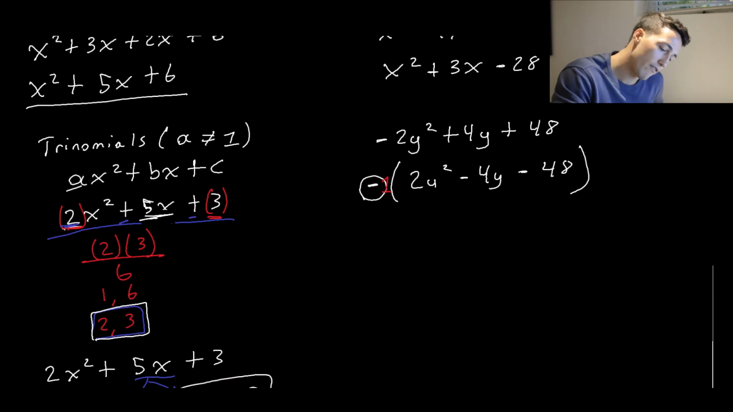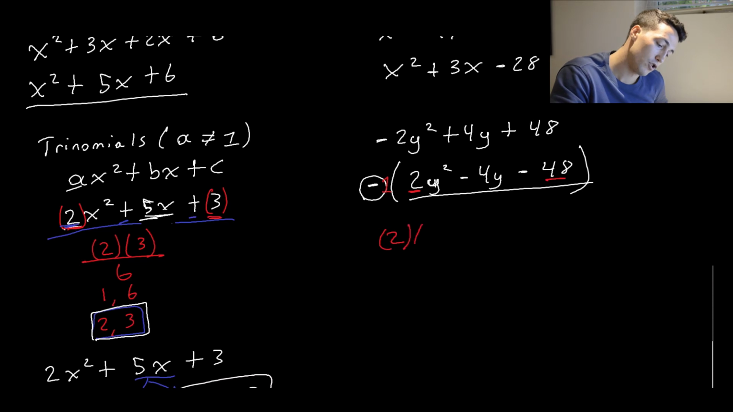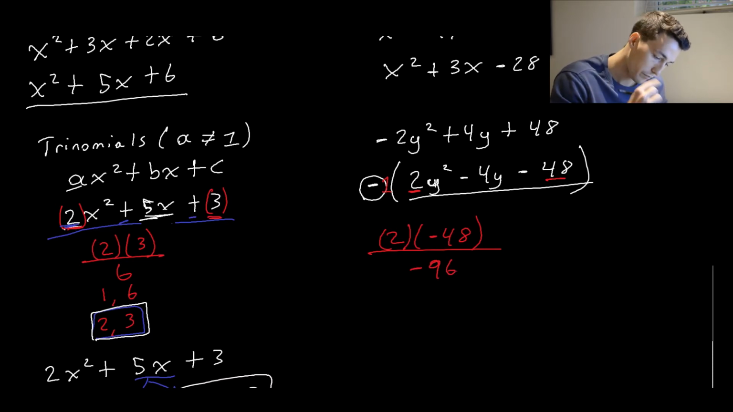So now we have this expression on the inside here: 2y squared minus 4y minus 48. This is a trinomial of the form where a does not equal 1, so we're going to do the same thing. It's 2 times this negative 48. So 2 multiplied by negative 48, what is that, negative 96. Okay, so this is a lot to deal with. Something interesting here: it's a big number, and it's going to take a long time to deal with all these factors.